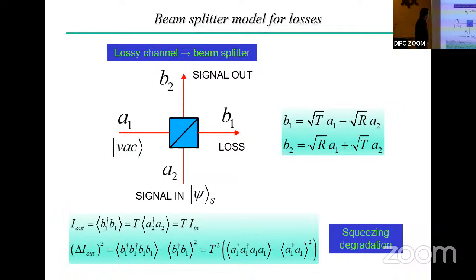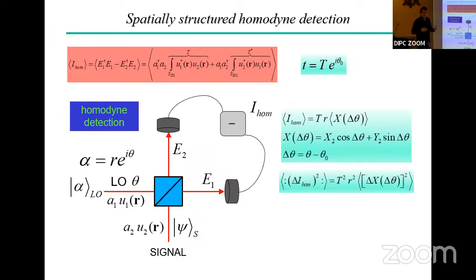Now, I will combine the two concepts here to describe the homodyne detection with some spatially structured beam, okay? So this is why I talked about losses, homodyne detection and losses, because you see that now we have to take care of the spatial properties of the sample beam and of the local oscillator in order to do a faithful characterization of the quantum noise on the sample beam, okay? So now we suppose that our local oscillator has some spatial function U1, and our signal beam has some spatial function U2, and you repeat the calculations, okay?